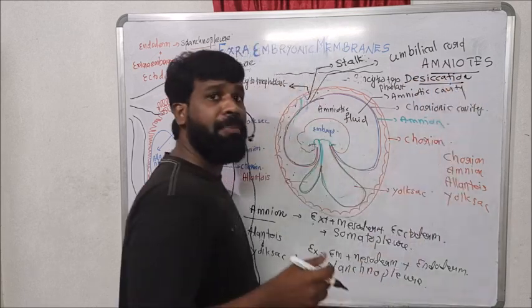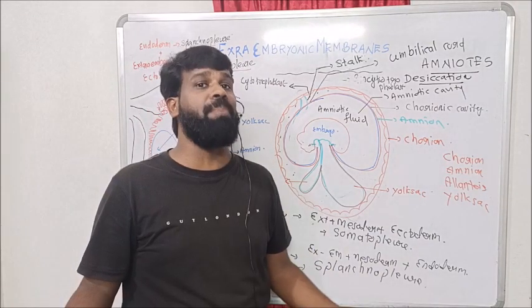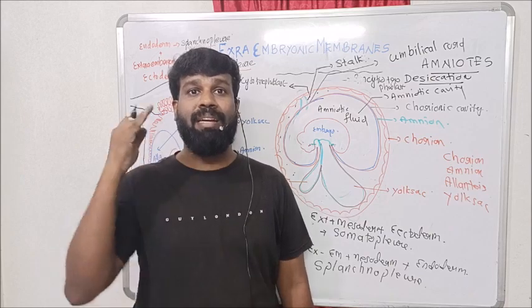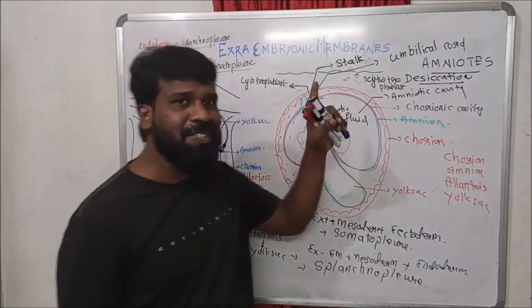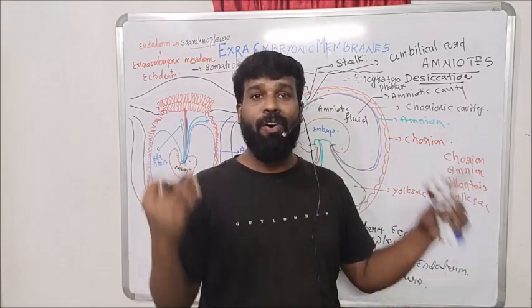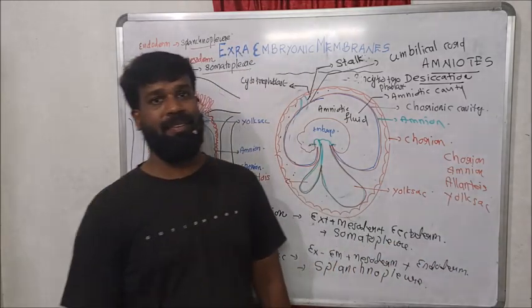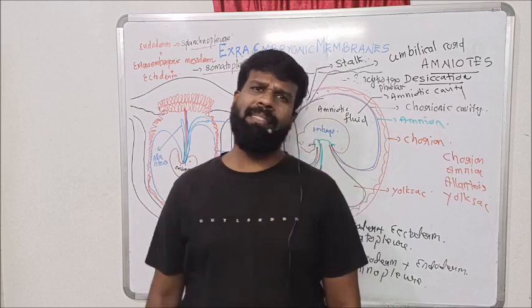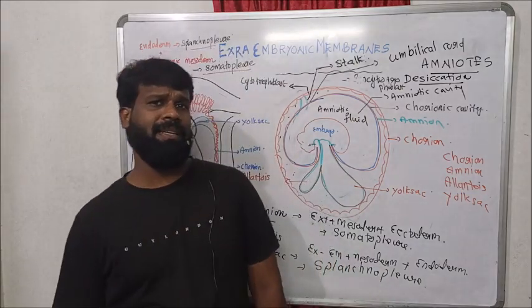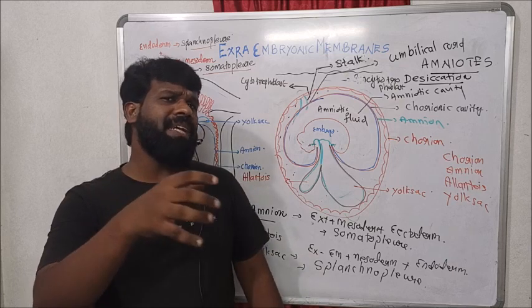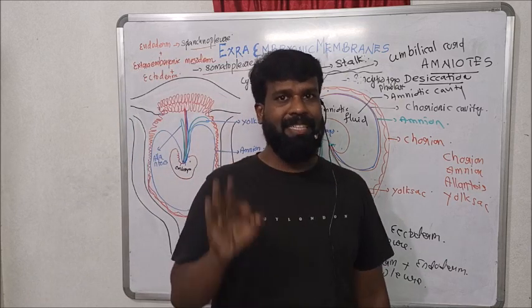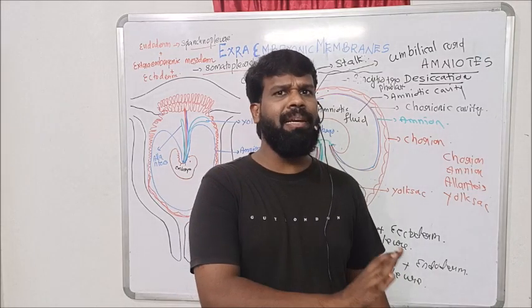Desiccation of embryo means the drying of embryo. So the amniotic fluid prevents desiccation, or the drying, of the embryo. In invertebrates, fishes and amphibians, their embryonic life takes place in water. In fishes and amphibians, their embryonic life completely takes place in water.